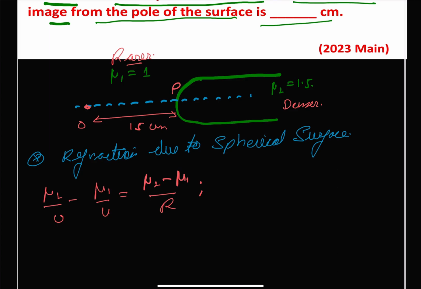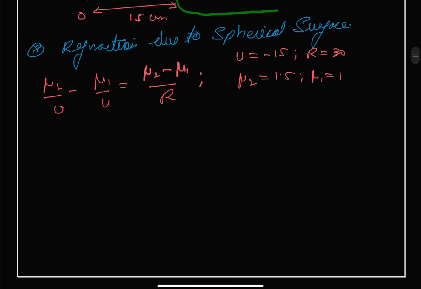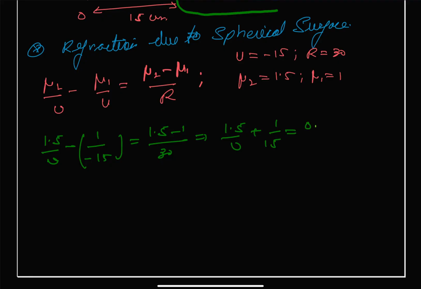Here u will be minus 15, and radius of curvature is given to us as 30. Mu2 is 1.5 and mu1 is 1. So we can just substitute the values, and that is going to give us directly the answer. So mu2 is 1.5, divided by v, minus mu1 over u, which is minus of 15, is equal to 1.5 minus 1 divided by 30. This comes as 1.5 divided by v, and 1 upon 15. This gives us 0.5 divided by 30, and 0.5 divided by 30 will be nothing but 1 upon 60.